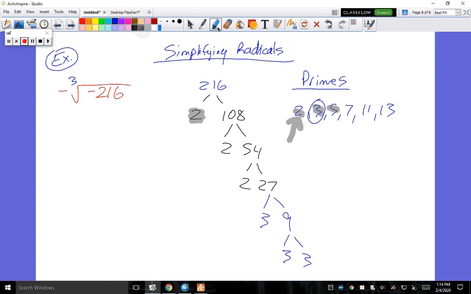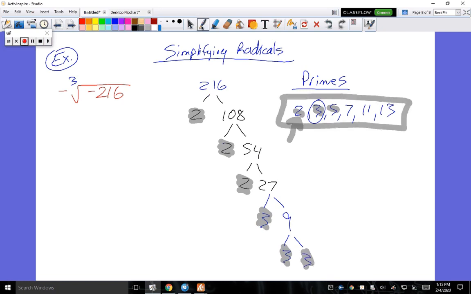My goal was to get prime numbers at the very ends of these trees that are on this list. So 216 is the same as saying 2 times 2 times 2, and then 3 times 3 times 3. It is a negative 1. It is a negative cubed root.